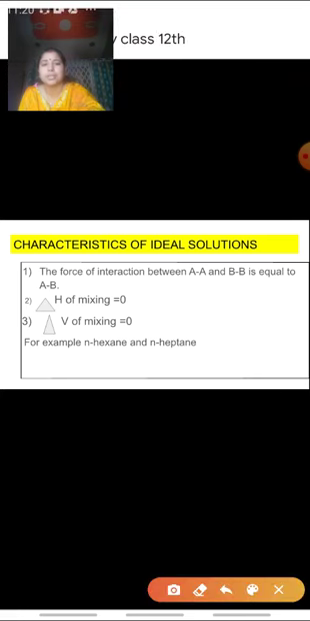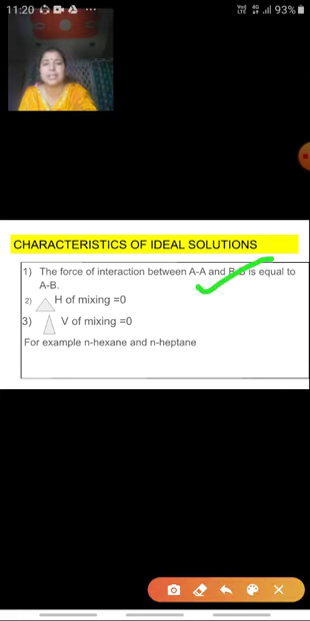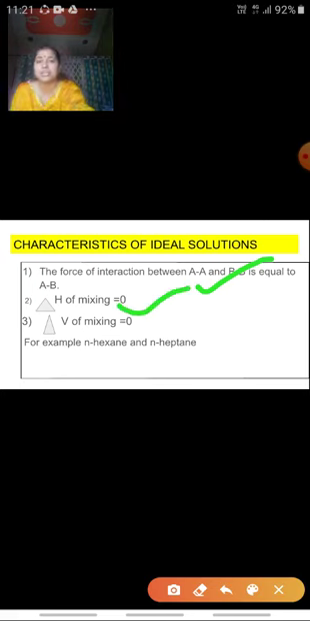Now, see, the first characteristic was that the force of attraction between AA and BB is equal to AB. And when the forces of attraction are equal, that means when the bonds break and new bonds form, the energy consumption will be equal. Neither energy will be required nor will it be evolved. So, delta H of mixing, the enthalpy change of mixing, is 0.